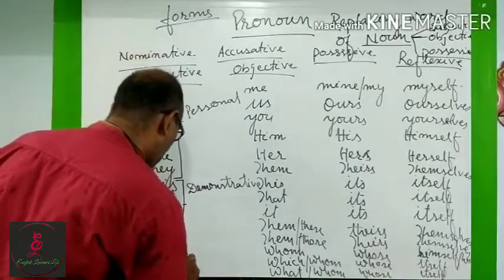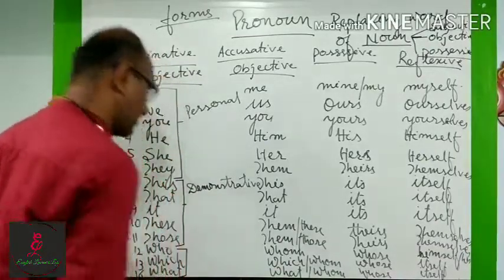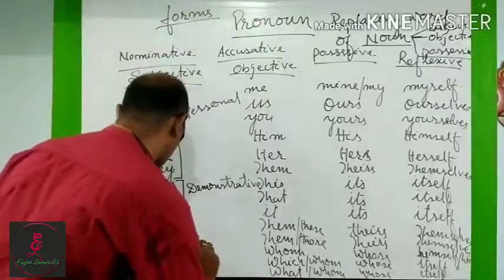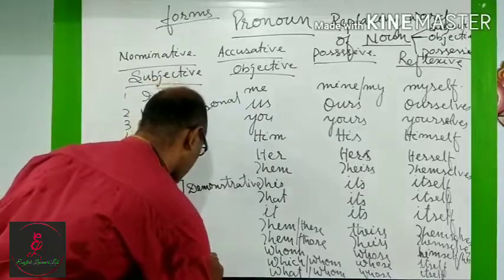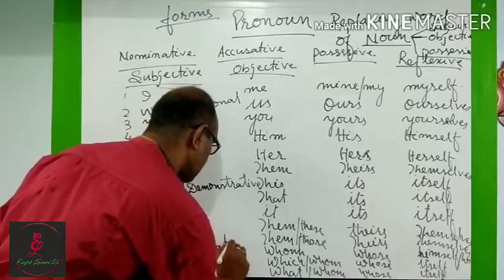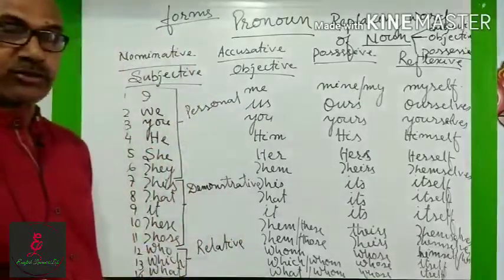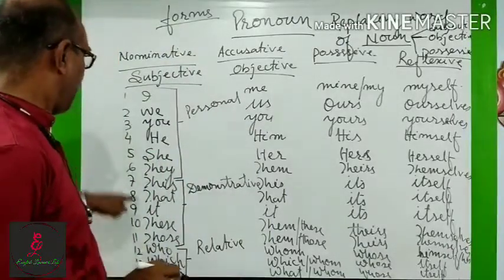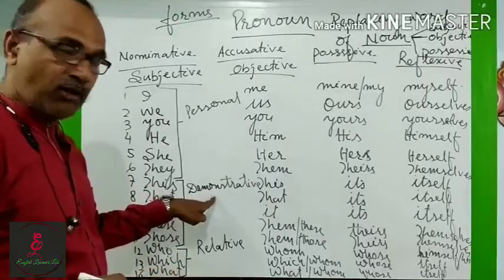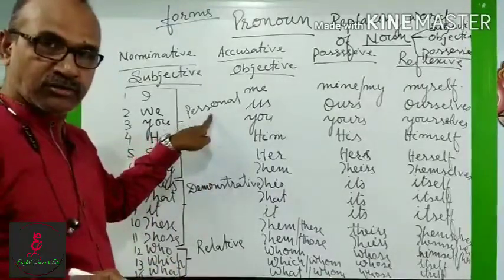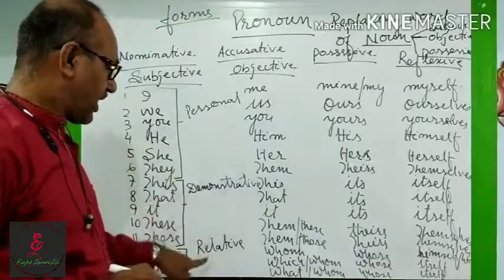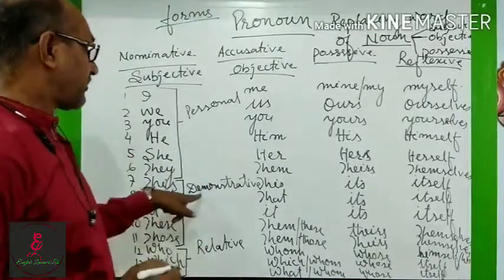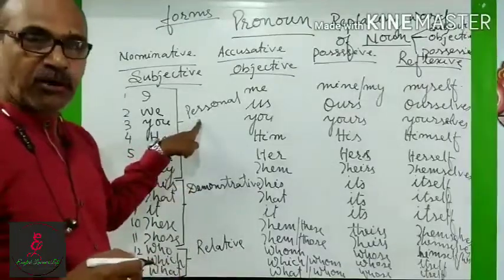And who, which and what. These are called relative pronouns, because who, which and what can be related to these demonstrative pronouns or personal pronouns. Yes, that's why they are called relative pronouns. They can be related to any demonstrative or personal pronouns.